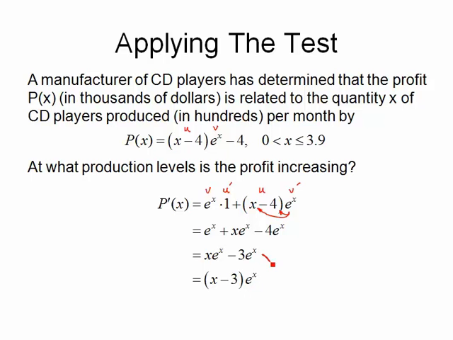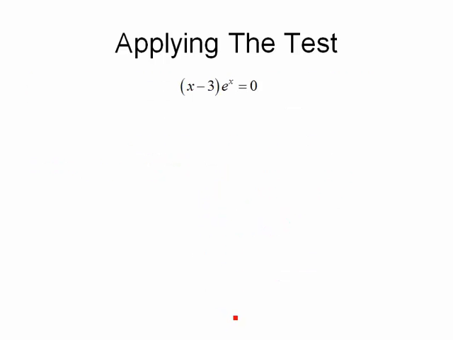In this last step, it's real critical that we factor, because once we have something factored, it's a lot easier to see where the product is equal to 0, because then we can look at the individual factors. In this case, we're going to look at where x minus 3 is equal to 0 or where e to the x is equal to 0. Our problem, though, is it's easy to see where x minus 3 is equal to 0. That's got to be at 3. But what about e to the x?